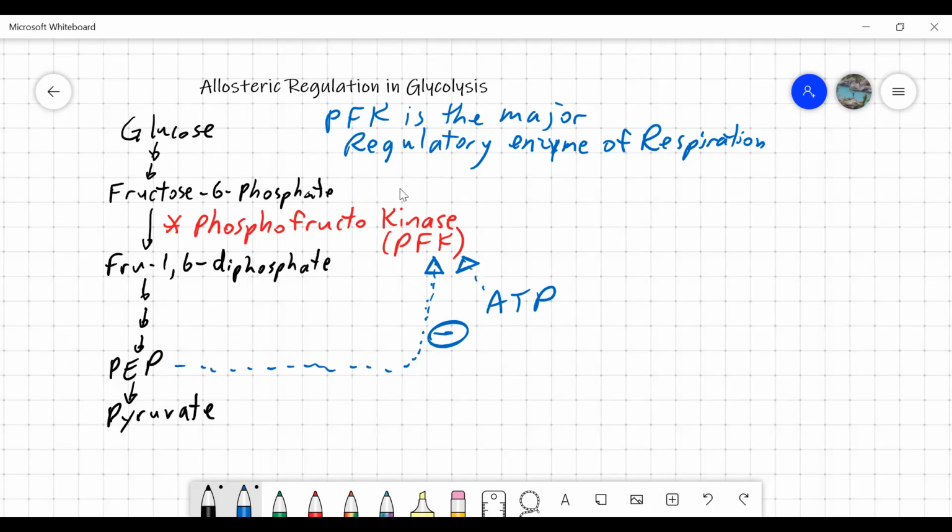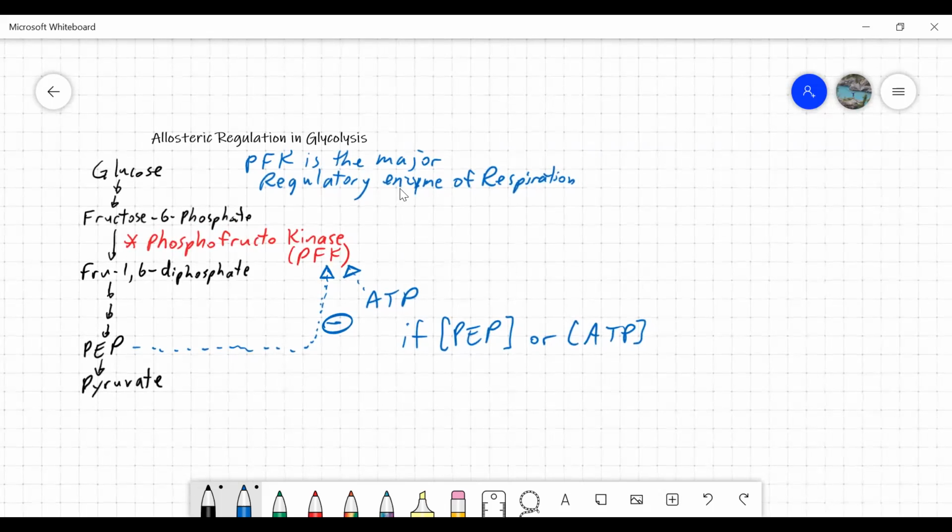So let's write a note about that. I'll write the note here. If the concentration of phosphoenol pyruvate or ATP is high, meaning there's a high concentration of those things, what does that mean? It means we have enough ATP.